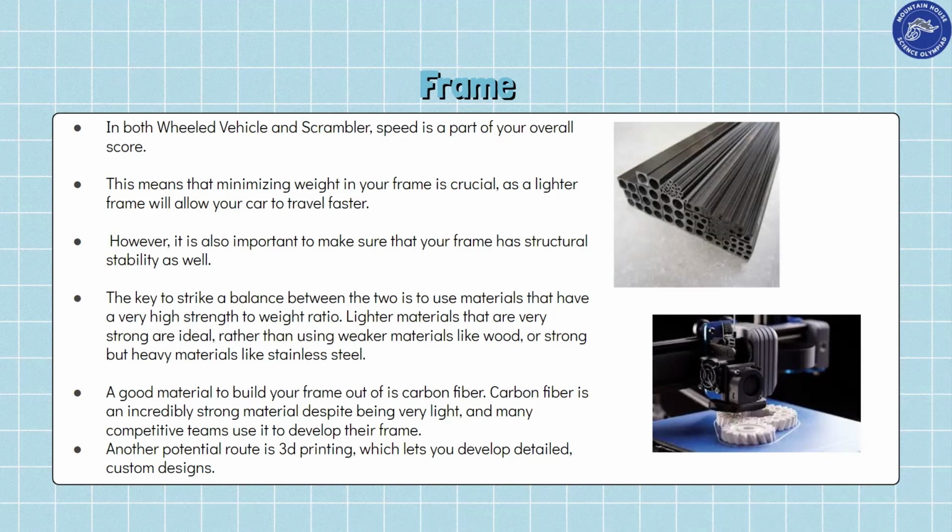The key to striking a balance between the two is to use materials that have a very high strength to weight ratio. So lighter materials that are very strong are ideal rather than using weaker materials like wood or strong but very heavy materials like stainless steel. A good material to build your frame out of is carbon fiber. Carbon fiber is an incredibly strong material despite being very light, and many competitive teams use it to develop their frame. Another potential route you could take is 3D printing, which lets you develop detailed custom designs in case you need that.